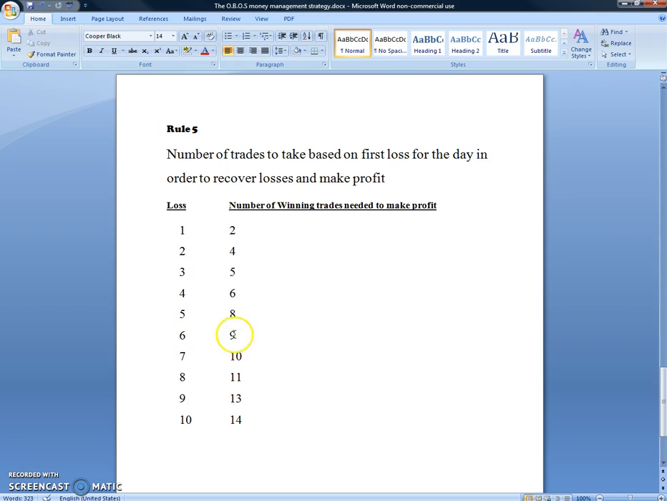When you lose 6, you're going to take 9. You need to win 9 winning trades back, so you're going to take a total of 15 trades in that order. When you lose 7, you need to win 10 back, so you're going to take a total of 17 trades. When you lose 8, you need to win 11 trades back, meaning you're going to take a total of 19 trades in that order, so you get to the very end.